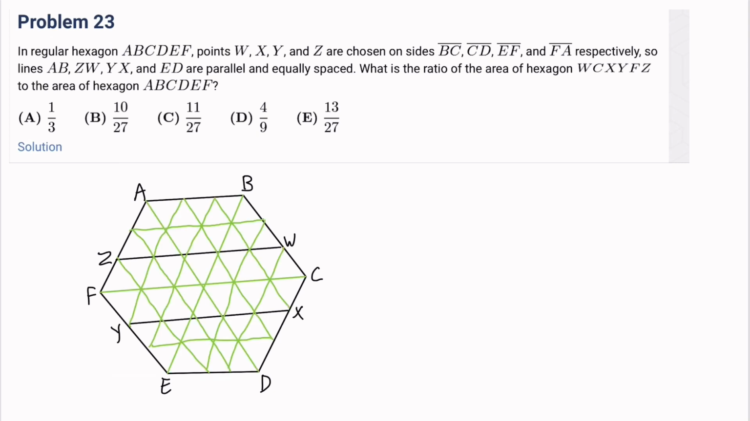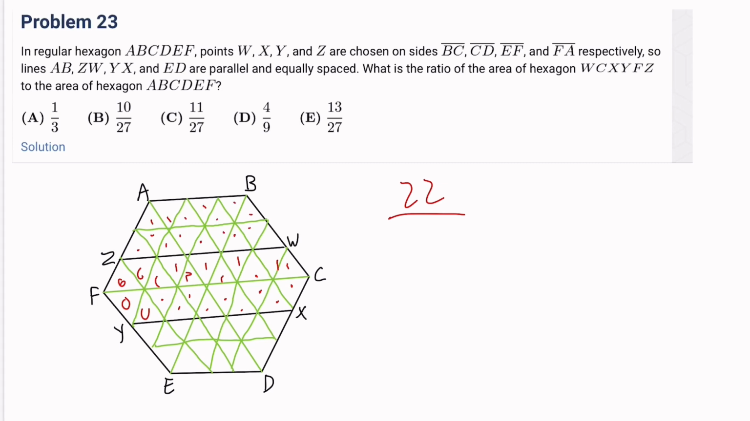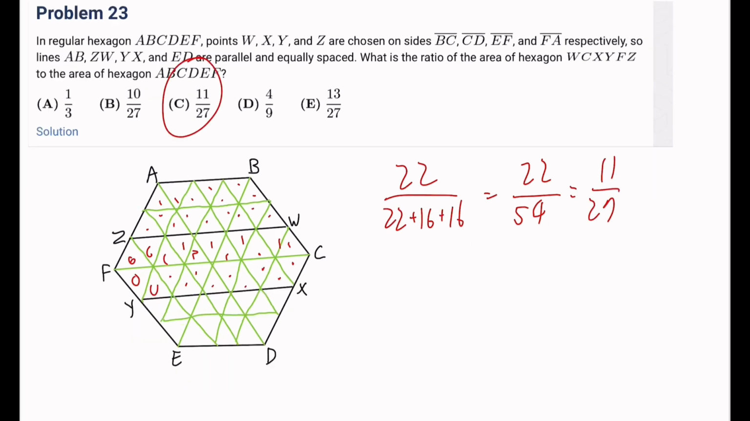This is the result, right? So what we need to do now is get the number of triangles inside here and compare that to the number of triangles in everything. Inside we have 1 2 3 4 5 6 7 8 9 10 11 12 13 14 15 16 17 18 19 20 21 22, and outside we have 1 2 3 4 5 6 7 8 9 10 11 12 13 14 15 16. So we have 22 plus 16 on both sides, and so this is 22 over 54, which is 11 over 27. So the answer is C.